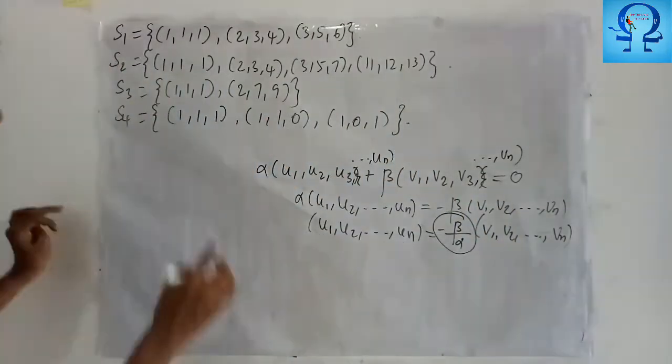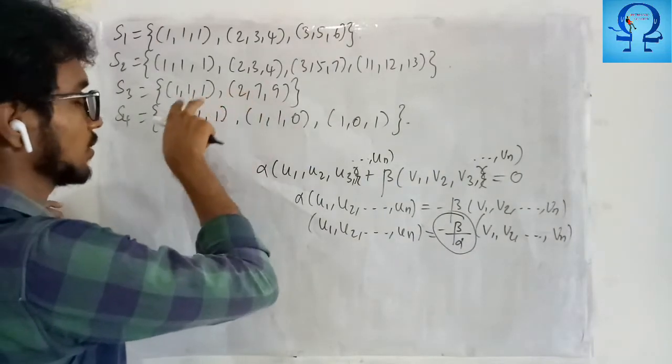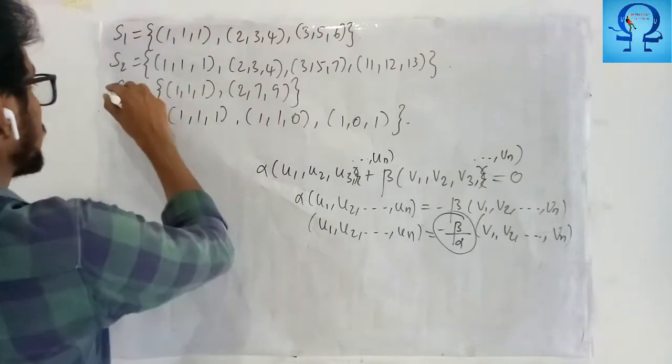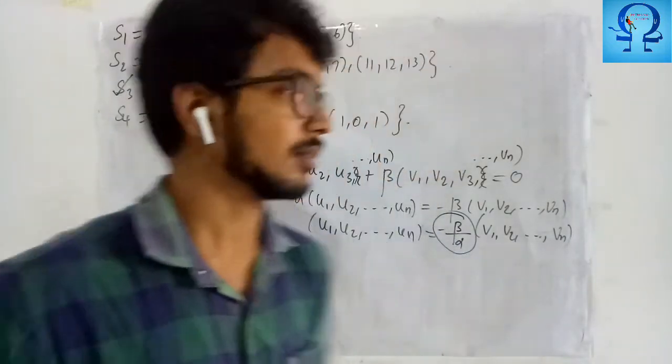Now you can see that this is not a scalar multiple of this, or this is not a scalar multiple of this. So this is linearly independent, right? Now let us check the other three things.